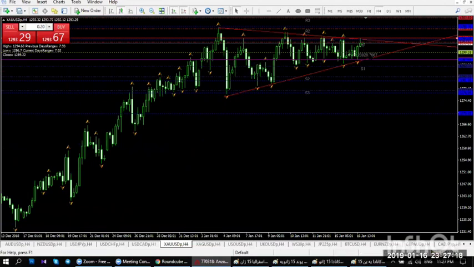In this zone, though, you shouldn't do anything, because it's sideways trend.